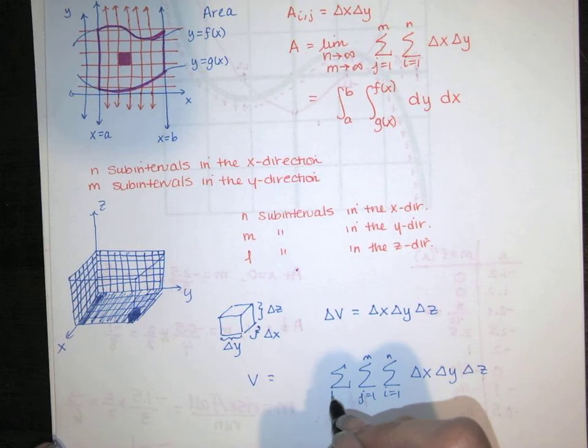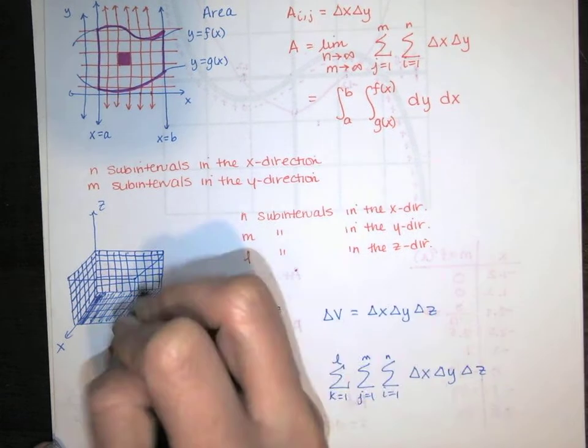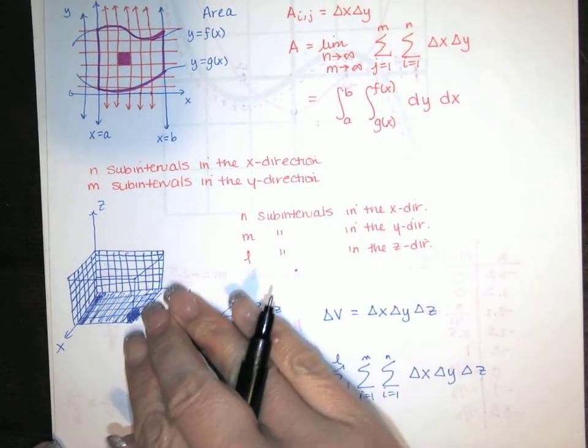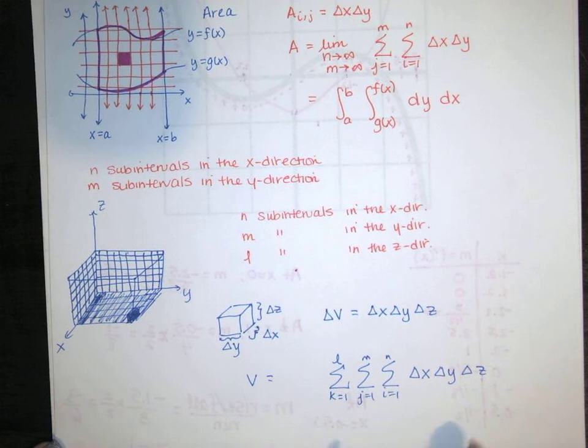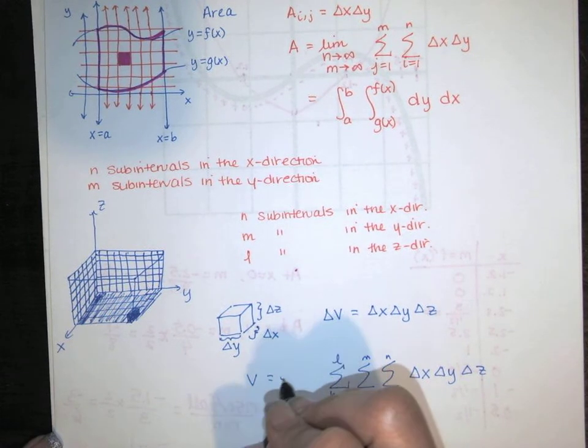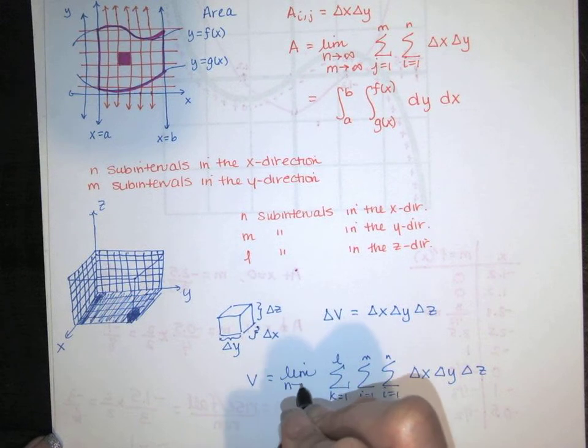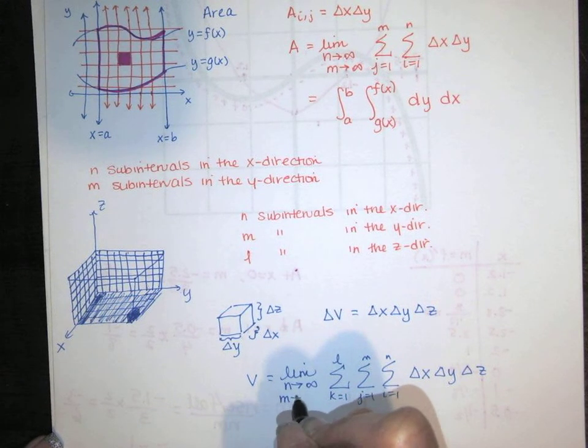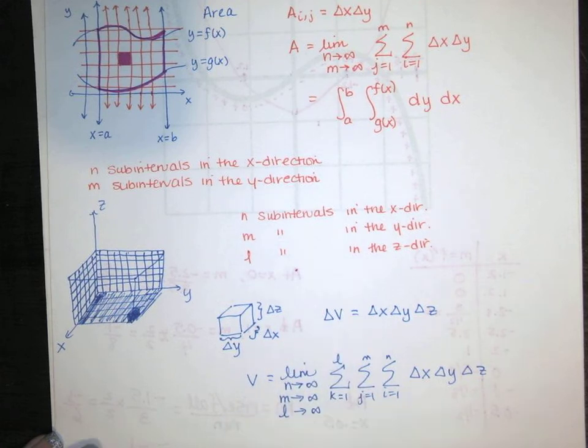And then I want k to go from 1 to l, and that would take that layer and then move it all the way up. And so I'd add up all of those pieces and I would get the total volume. And if this isn't a rectangular box, maybe I need to take the limit as the number of subdivisions in all three directions goes to infinity.